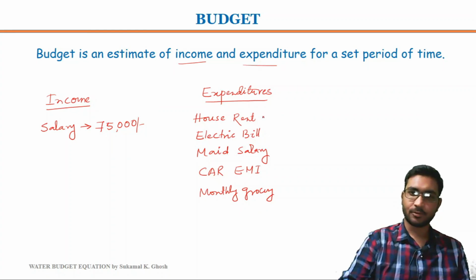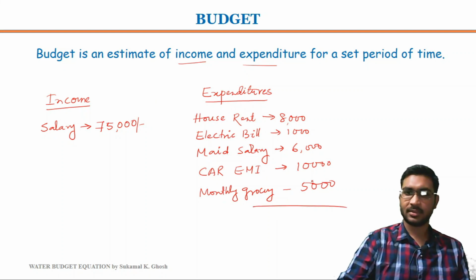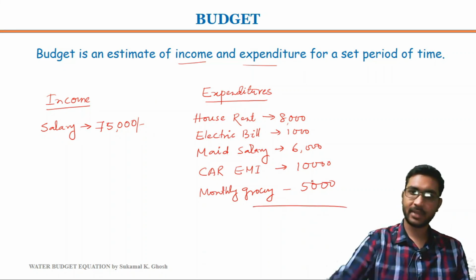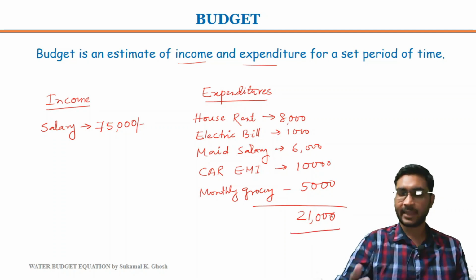Maybe your house rent is 8,000, your electric bill may be 1,000, your maid salary may be 6,000, your car EMI may be 10,000, then your monthly grocery may be 5,000. So these are all your expenditures. Your total expenditure is 9,000, 15,000, 21,000, so 21,000 is your expenditure.